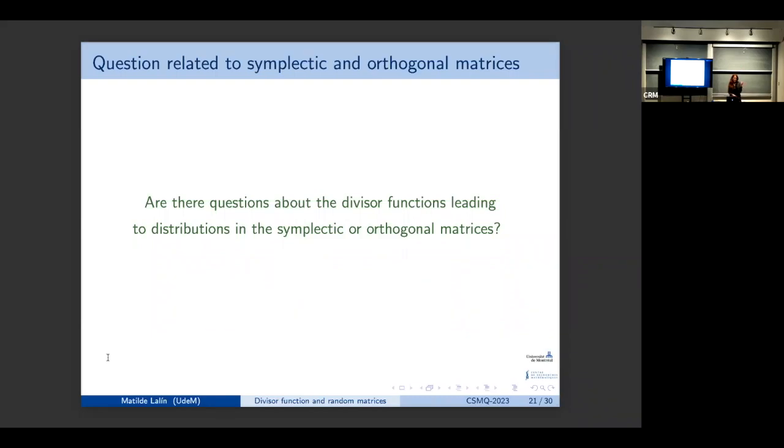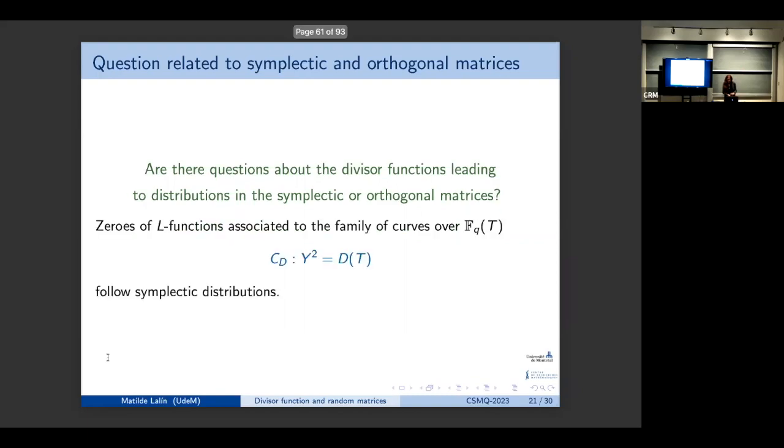If you have a problem that gives you symplectic and orthogonal distribution, can you get something similar? Can you get a similar behavior? Can you get the same kind of piecewise polynomial function, et cetera? And so we started with symplectic because it's easier.